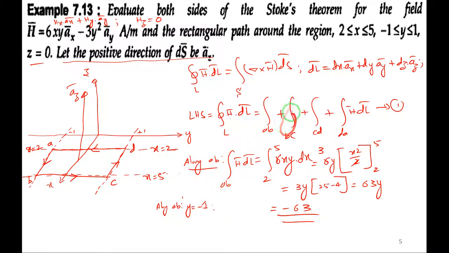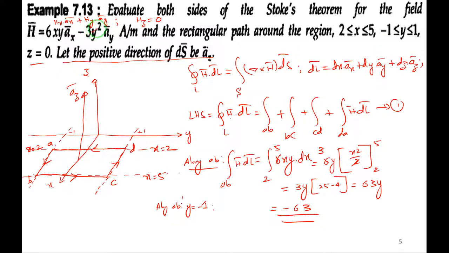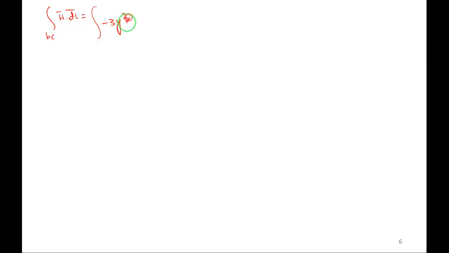Next we will see the line integral along path BC, h dot dl. Along BC, what is dl here? It is varying along the positive y axis, which means dy into ay. X is 0 and z is 0, so I have only dy into ay. Corresponding to this, I have hy into ay, so I take the dot product of hy into dy. So hy is minus 3y square, into dy.